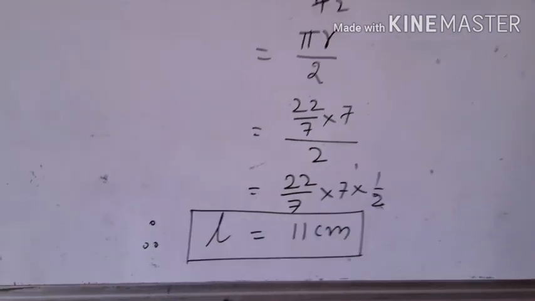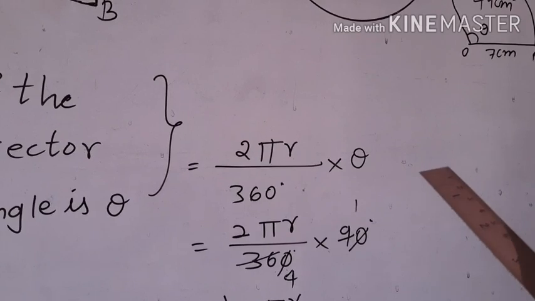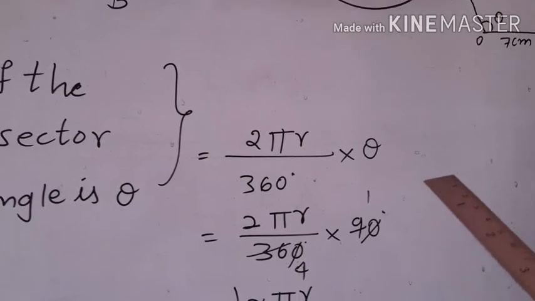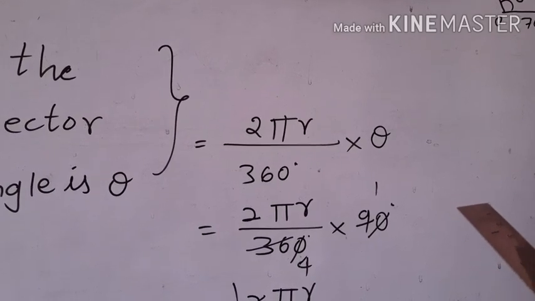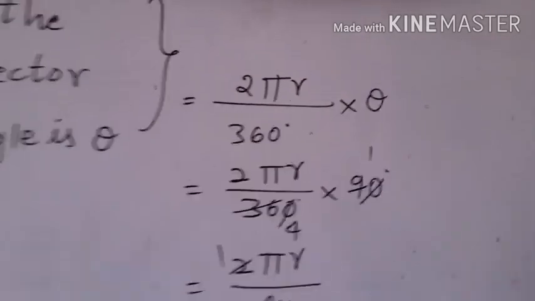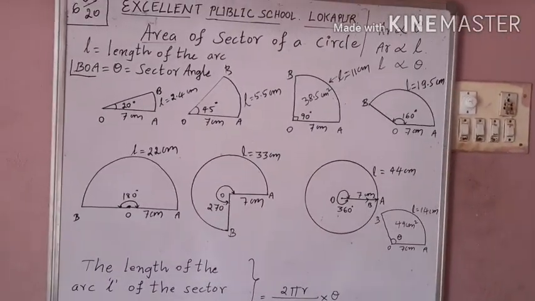Okay. This is how we became able to find the length of the arc of the sector whose radius is 7 centimeter and central angle is 90 degree. Right? Hope you learnt all the three concepts of today's session.